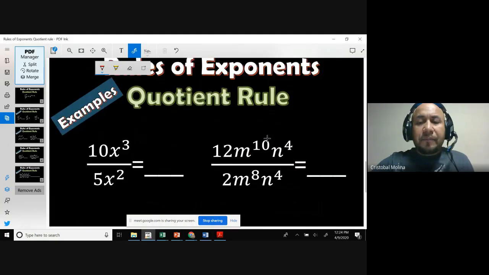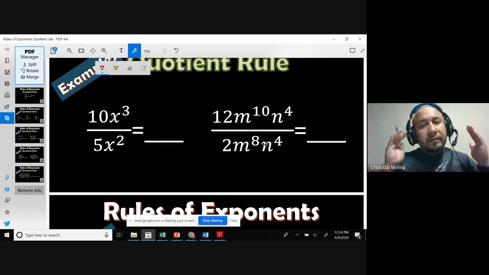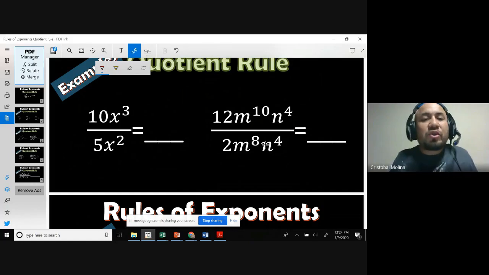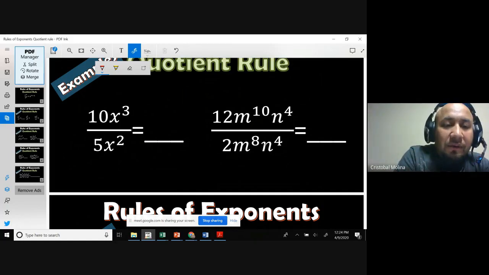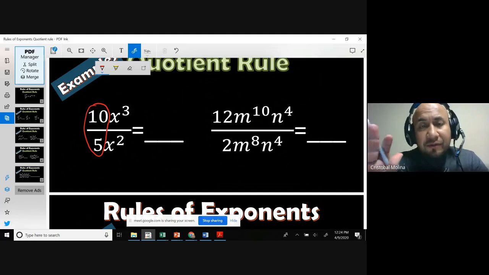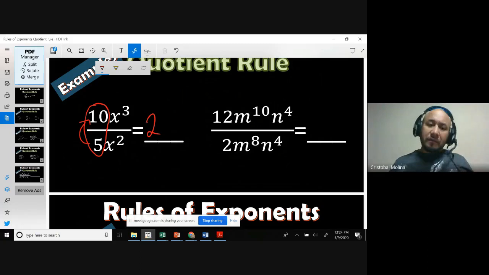Okay, guys. Now, these examples right here, not only do they have multiple letters, they also have numbers. Oh my God. Now, hey, don't worry about it. The numbers, you guys have been dividing ever since you could remember, ever since elementary. So the numbers, you treat them the same way. If I work out the numbers, nothing special about the numbers. You're going to divide them like always. You can even use a calculator for this if you still have trouble dividing. How many fives go into 10? 10 divided by 5. How many fives go into 10? 2, right? So 10 divided by 5 is 2.